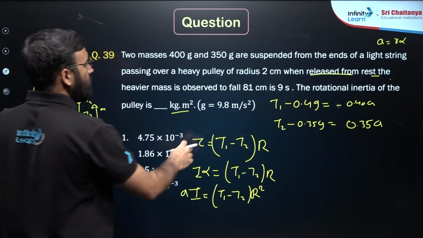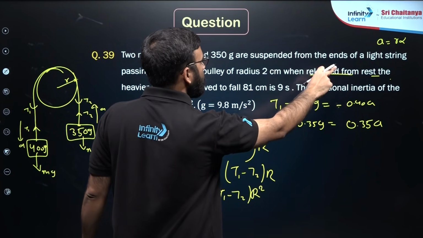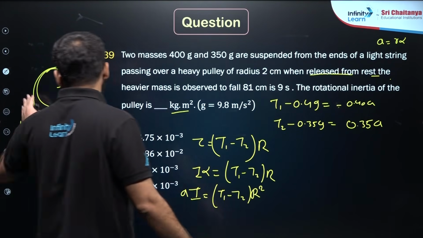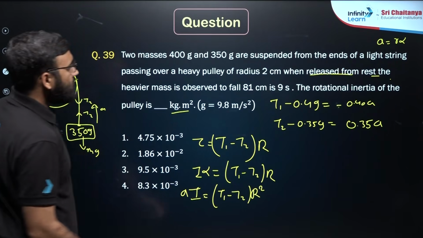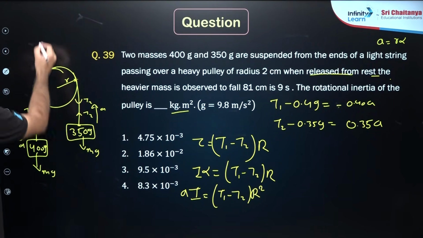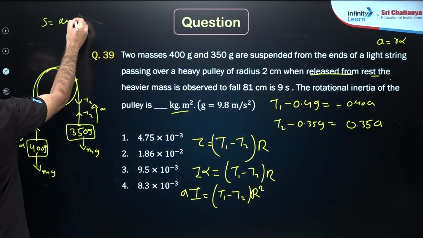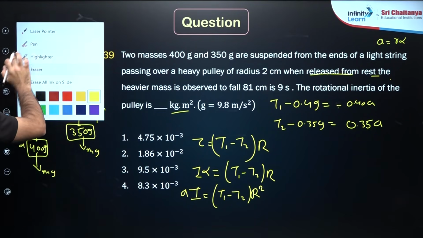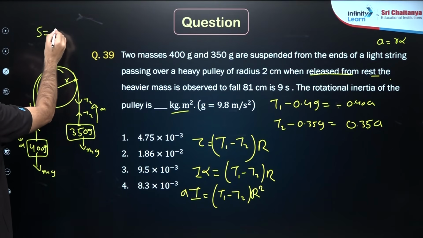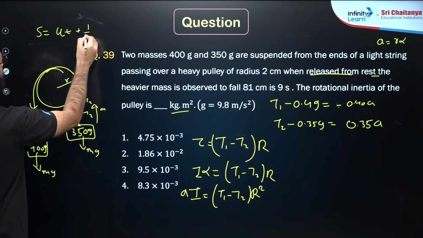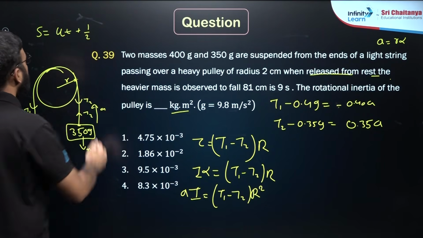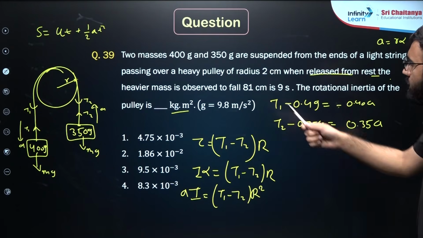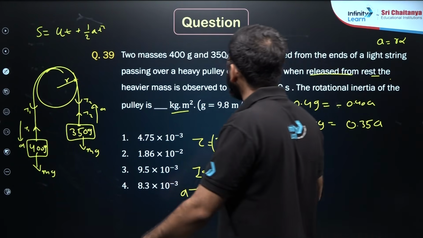So this condition you can remember: the radius of the pulley is 2 centimeter, and it is released from rest. So it moves 81 centimeter in 9 seconds. So s equals ut plus half a t square. So what is the condition? Released from rest means the heavier mass has a displacement of 81 centimeters.